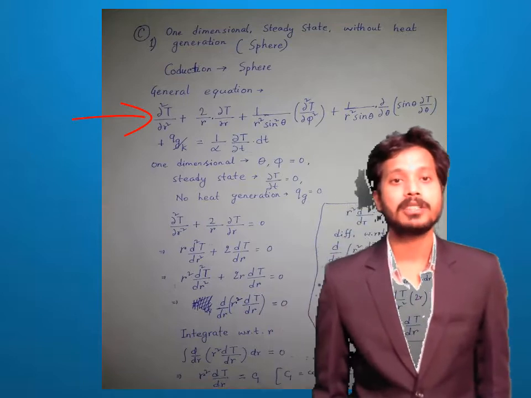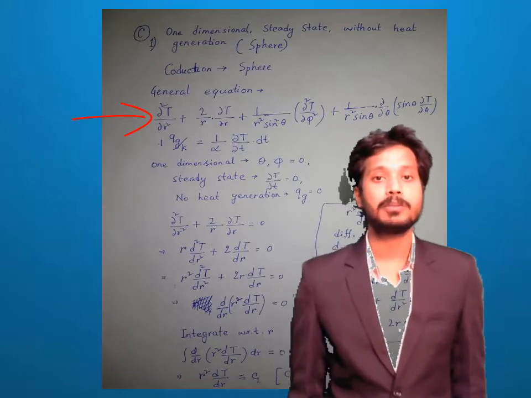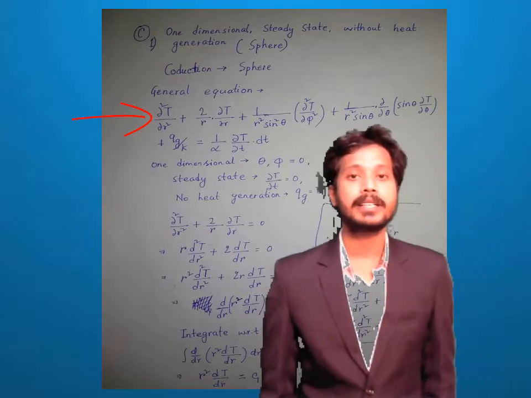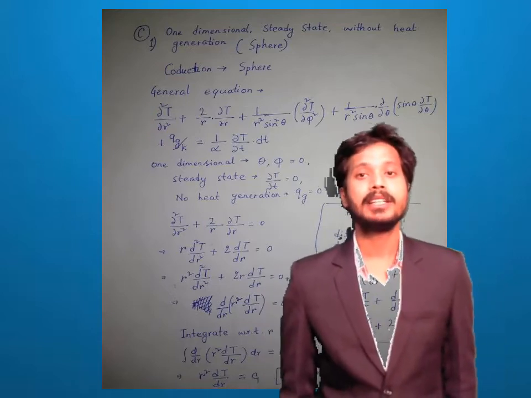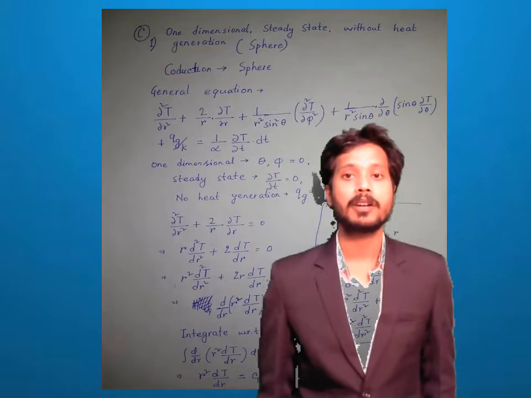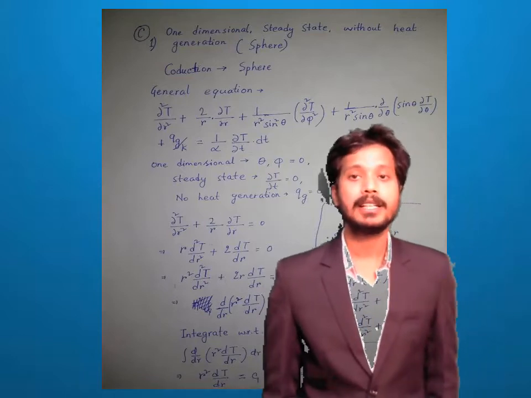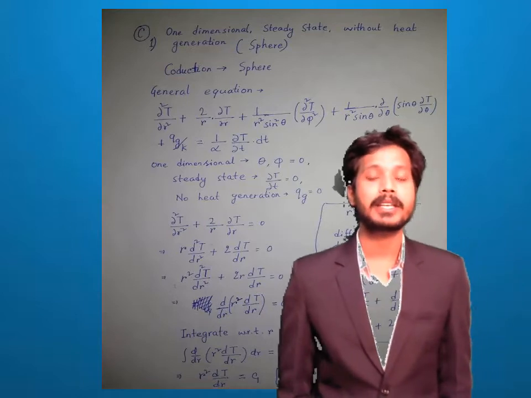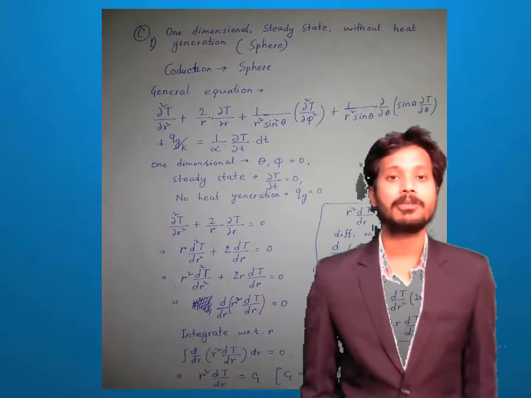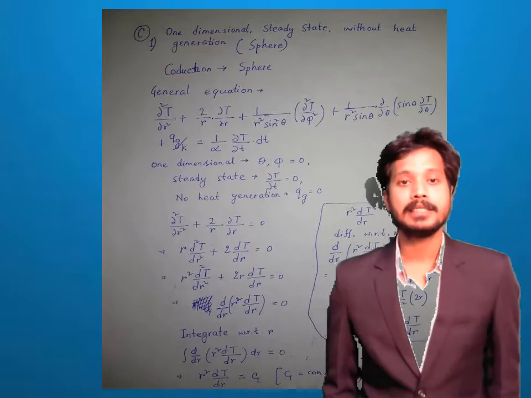I'll just read it out: del 2 T by del R2 plus 2 by R del T by del R plus 1 by R square sin square theta del 2 T by del phi 2 plus 1 by R square sin theta del by del theta of sin theta del T by del theta plus Qg by K equals 1 by alpha del T by del t.